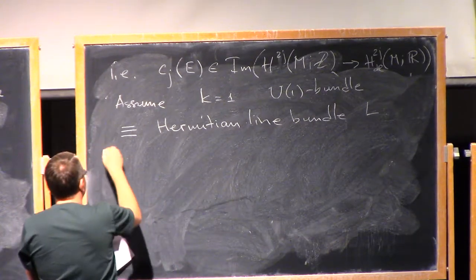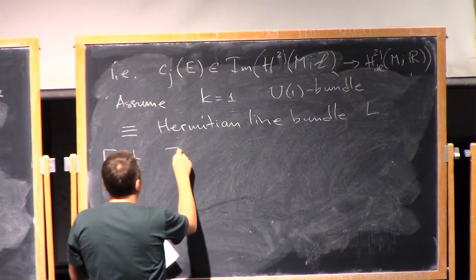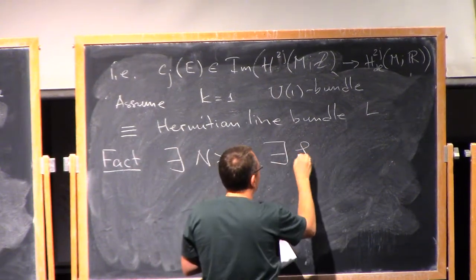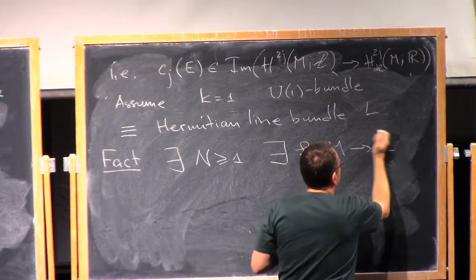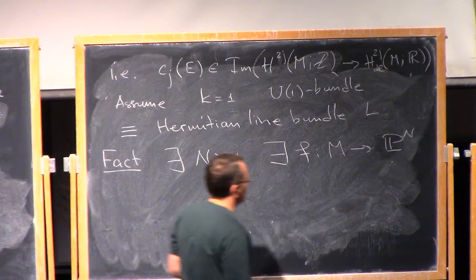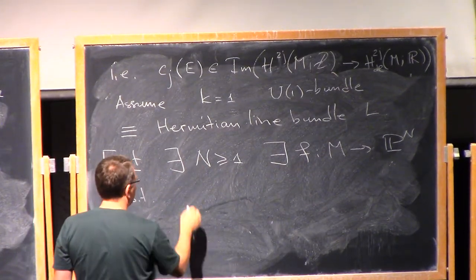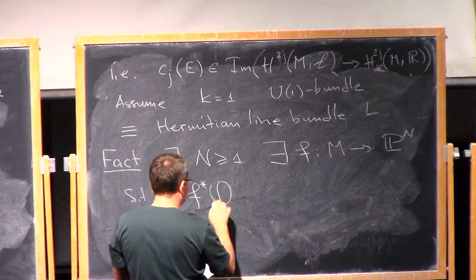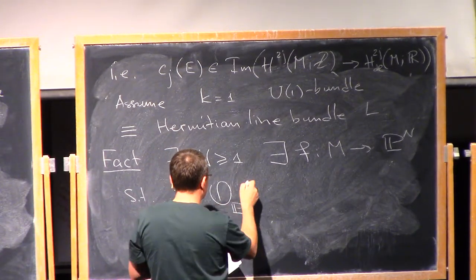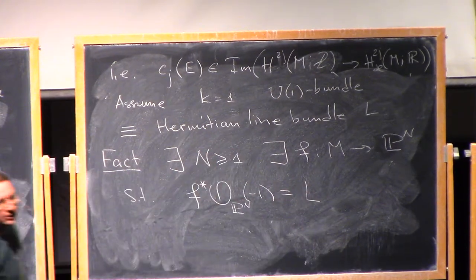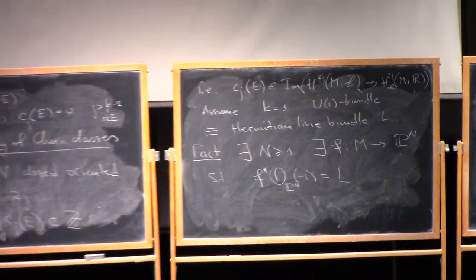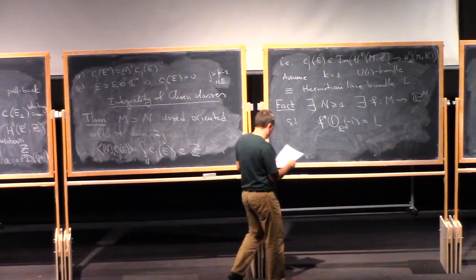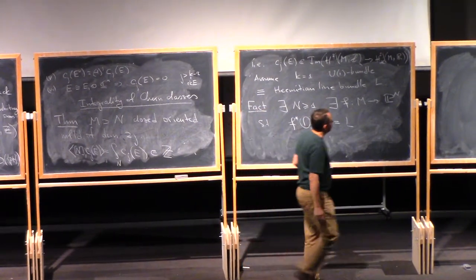And the fact is that there exists an N, maybe quite large, and there exists a smooth map f from M to CP^N with the following property: if you pull back the tautological line bundle of CP^N, this gives you L. And it's not very hard to construct this map. It's just a very straightforward argument. But in any case, let us take this as granted.